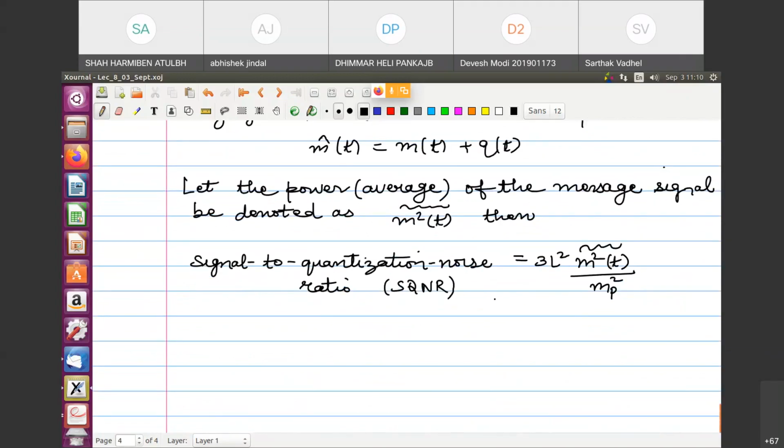Basically, PCM has been mostly used in earlier days in the context of telephone communications. In the 40s and 50s, when telephone communication was taking birth, PCM was used there.